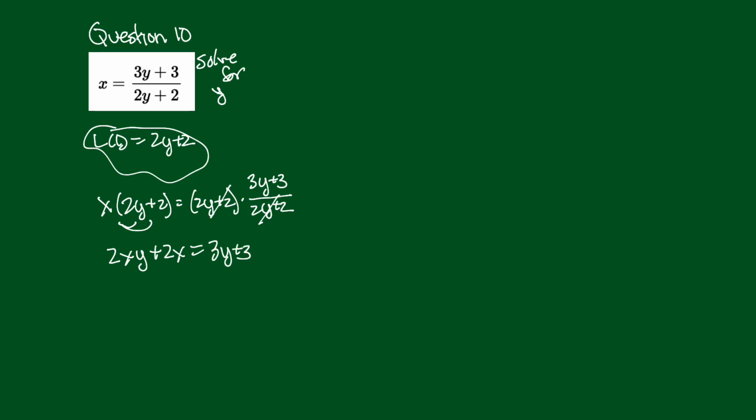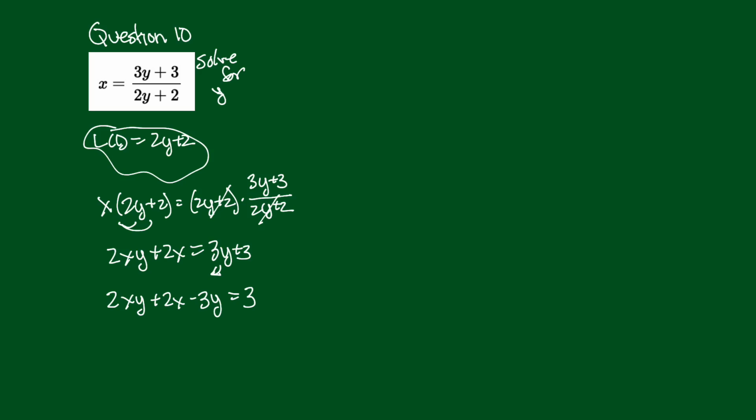Now I'm trying to solve for y. So I've got y's on both sides, right? I've got it on the left side here, and I've got it on the right side here. So choose a side. I'm going to go with the left side. So I'm going to take this 3y and subtract it from both sides. All right, it'll look like this now. 2xy plus 2x minus 3y, right, I'm subtracting it, equals 3 is all that's left.